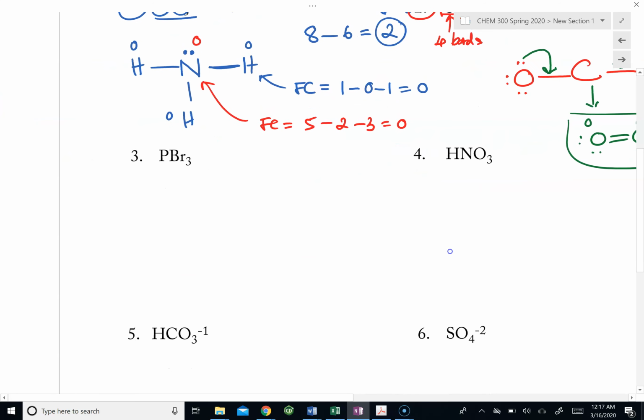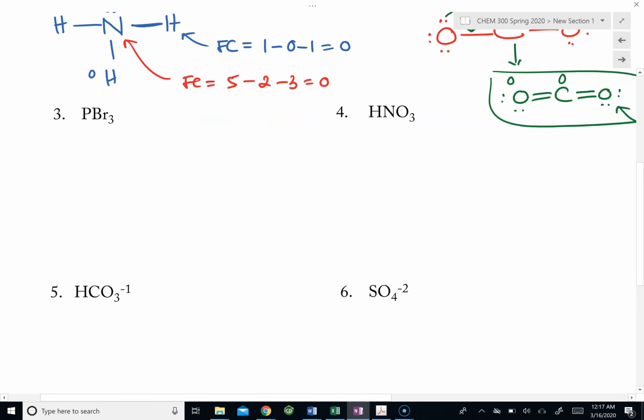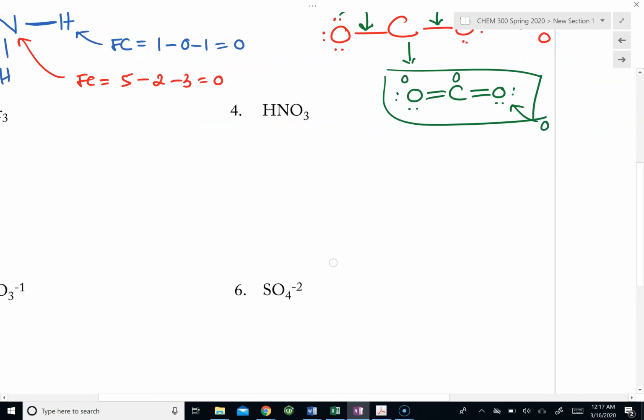Let's now try some other example. In this case, let's try number 4, nitric acid. What is the Lewis structure of nitric acid? Why don't you all take a minute to work on this first, and then we'll go over the answer together.